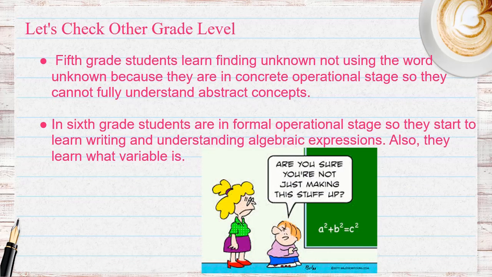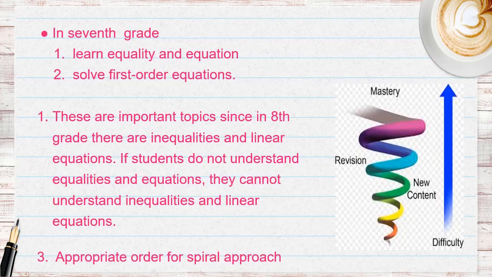Let's check other grades. In 5th grade, students learn finding the unknown. In 6th grade, they start to write algebraic expressions. Also, they learn variable. In 7th grade, they learn equality and equation, which is necessary to learn linear equations in 8th grade. In 8th grade, they also learn inequality. We can say that there is a nice order for the spiral approach.